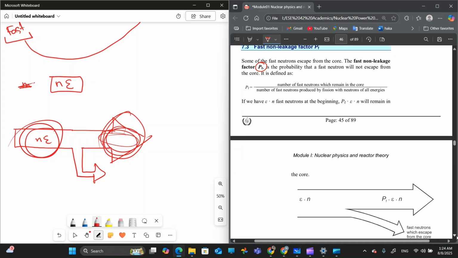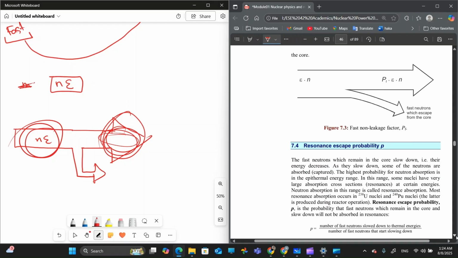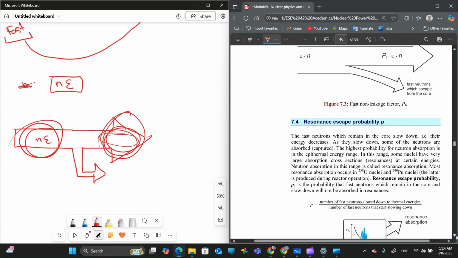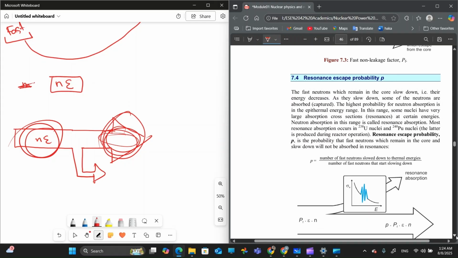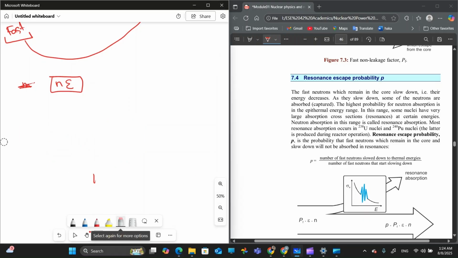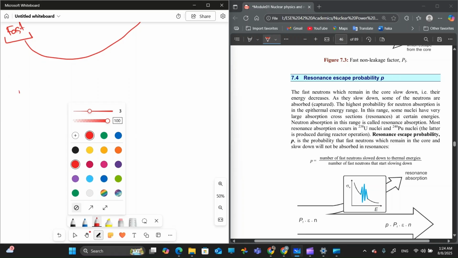Okay. Now these non-leakage neutrons in the core start slowing down. Now, why do they slow down? Because our ultimate goal is to slow them down to turn them into thermal neutrons, and we do it by use of moderators.